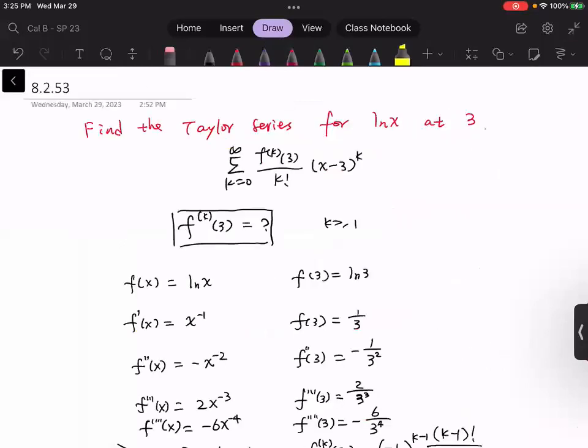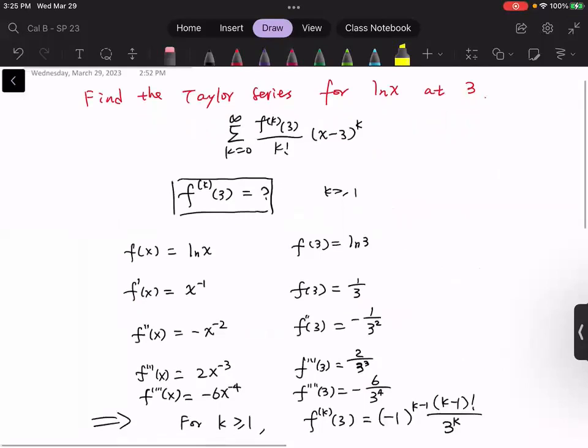Hello everyone. In this video, we will work on number 15.3 in the second section of chapter 8, finding the Taylor series for the function log x at the point 3. The first step is to write down the formula. In this particular case, x0 seems to be 3, so we need to plug in the numbers here.